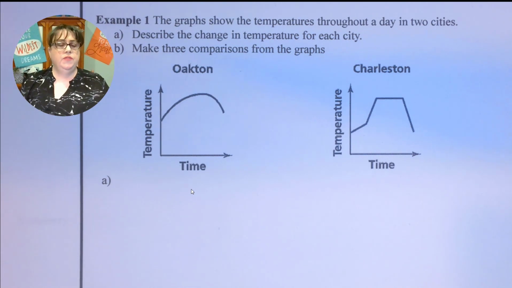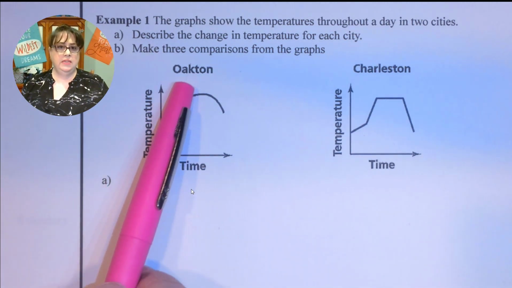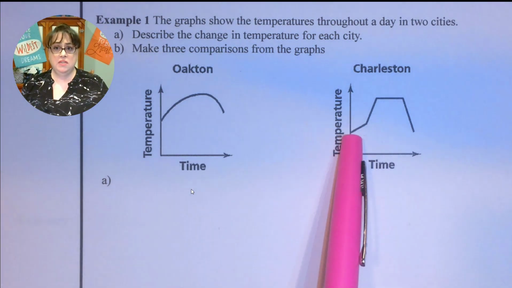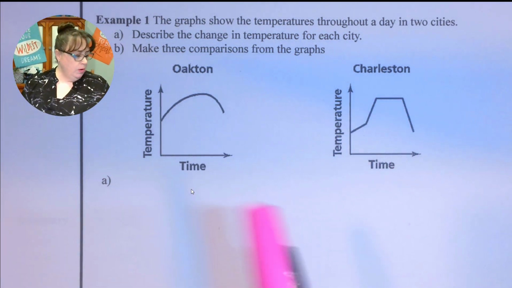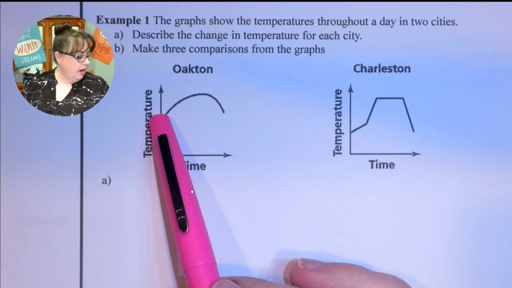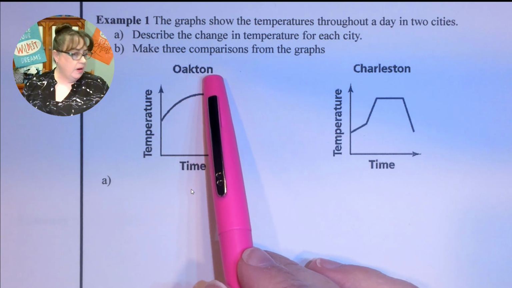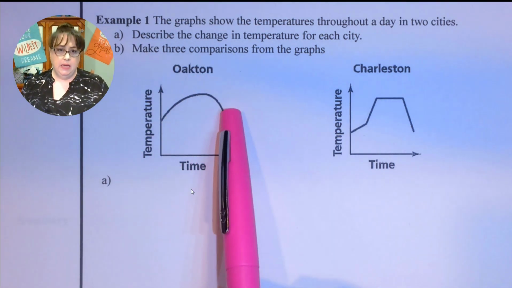So let's look at these two different graphs. The graph shows the temperature throughout the day in two cities. Describe the change in temperatures for each city, and then we're going to make some comparisons. So let's look at Oakton. Oakton looks like we're increasing and then we're decreasing. And Charleston does the same, but in a different way. So here Oakton does an increase and then it starts to decrease. But our increase is gradual, and then it quickly decreases, and then it stops.